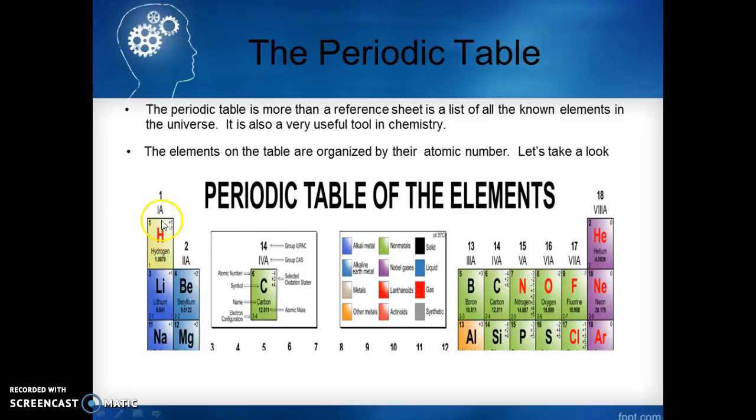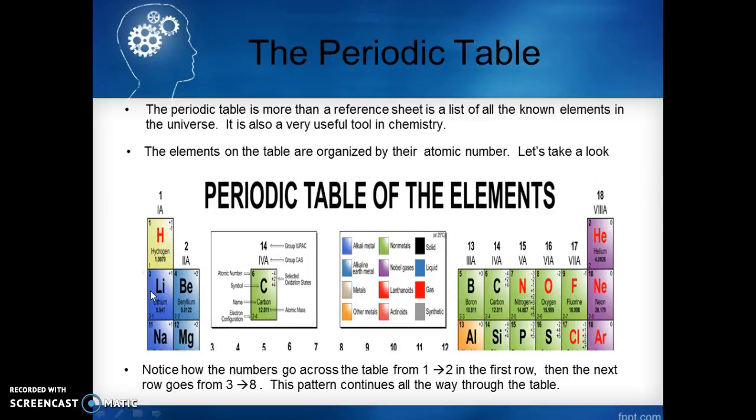So, if you remember, in the top left-hand corner of our periodic tables, you'll see the number 1, 2, 3, etc. This pattern goes across the table, starting in each row, and the pattern continues all the way down. Now, if you haven't done so, please take out your periodic table so you can follow along with this lesson.